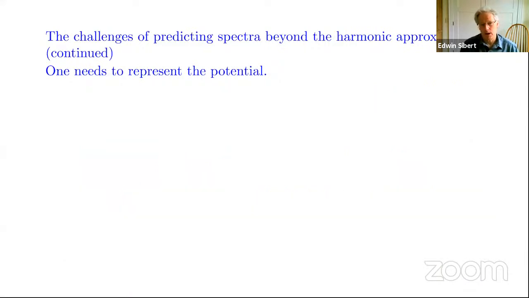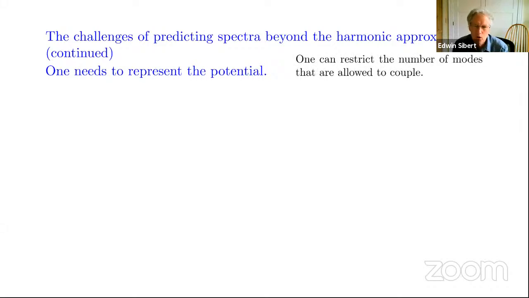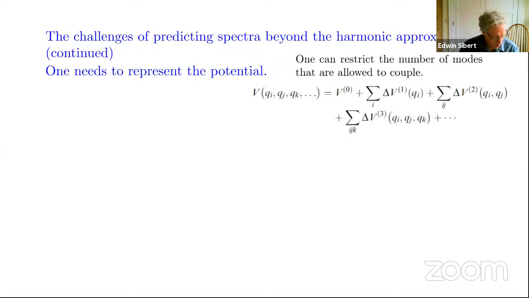Well, we have to represent the potential, and there's another way that one does this. I think Joel Bowman was one of the first people to do this, but it's a pretty standard technique. What you say is, I'm going to think about my potential in the following way, in terms of normal coordinates. I have one body terms, a term that only depends on Q1. This term could have a linear, a quadratic, a cubic, it could be a Morse oscillator. You could put as many terms as you want.